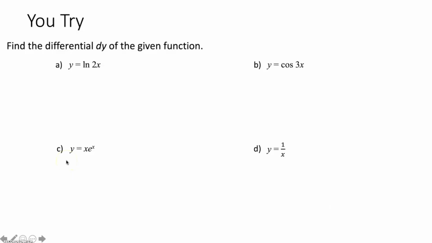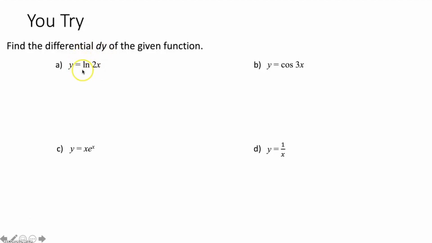You try. Okay, doing the same thing here. I'm finding dy. So what I need to do is take the derivative of this function. Derivative of y with respect to x is dy dx. Derivative of ln of 2x. Oh, I have a function within a function, so this is going to require the chain rule.